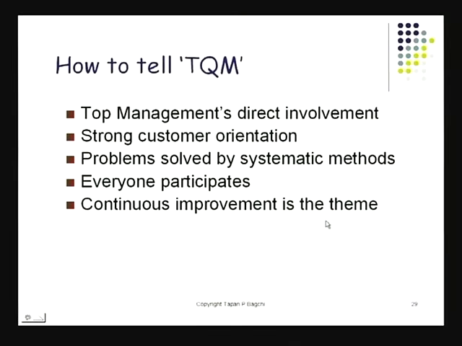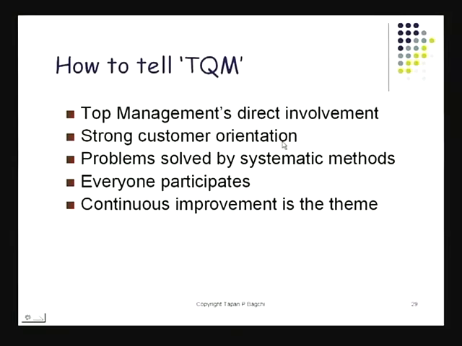And of course, the last thing that comes along in TQM is, don't be happy with what you have. Think of continuous improvement. The Japanese have a phrase for this, they call it Kaizen. Kaizen looks at small improvements, maybe small, but done a little improvement every day, or every week. If these five points are there, then you can say: is top management directly involved? Do I have strong customer orientation? Are problems solved by systematic methods, which could include statistical methods? Does everybody participate when there is a quality problem? And do we really have continuous improvement as the theme? If these things are there, the company is practicing TQM.